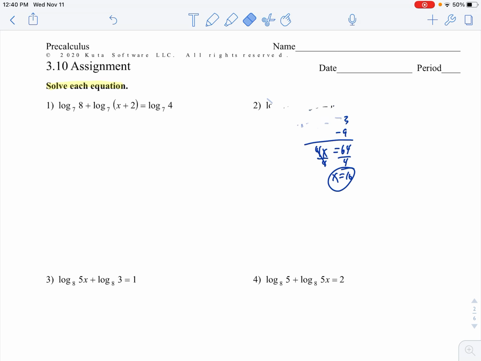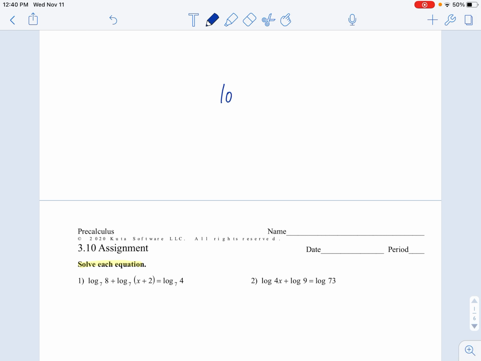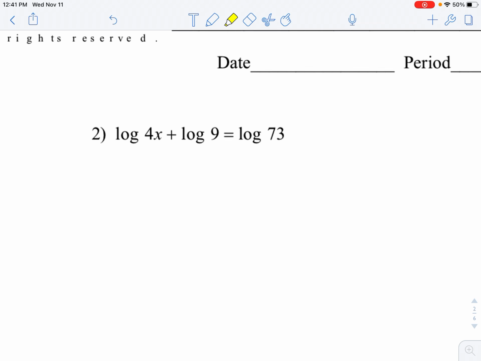So, the idea of crossing out the logarithms, the one-to-one property, only works if you have a logarithm on one side and one logarithm on the other side, that you're allowed to cross those out. That's it. It's called the one-to-one property because you have one logarithm here, one logarithm there, not two logarithms and one logarithm. So what you do is you use the quotient property.